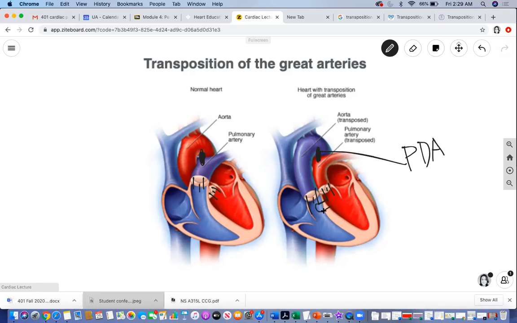So we're going to pretend this is a balloon. So we're going to make a big old hole here. And that will help blood to mix until the baby can have a more permanent correction.